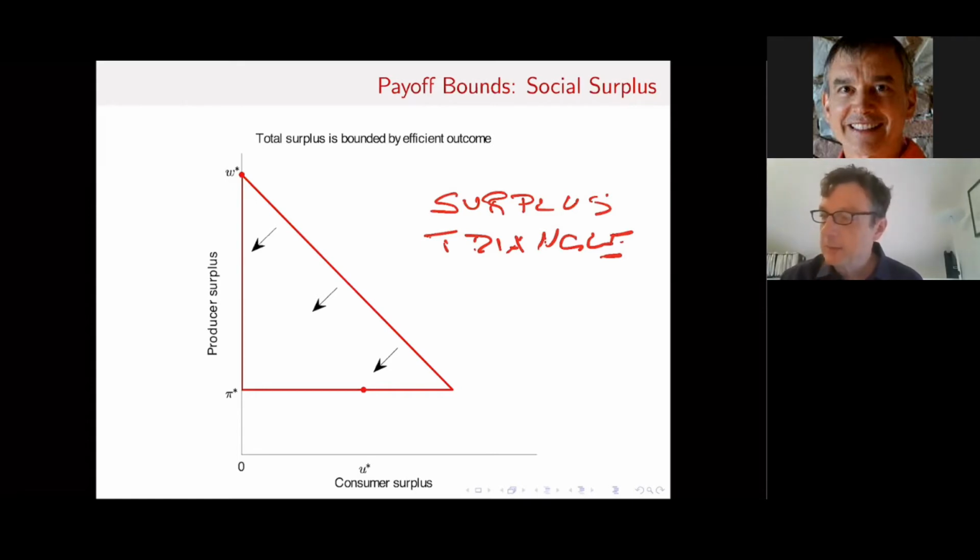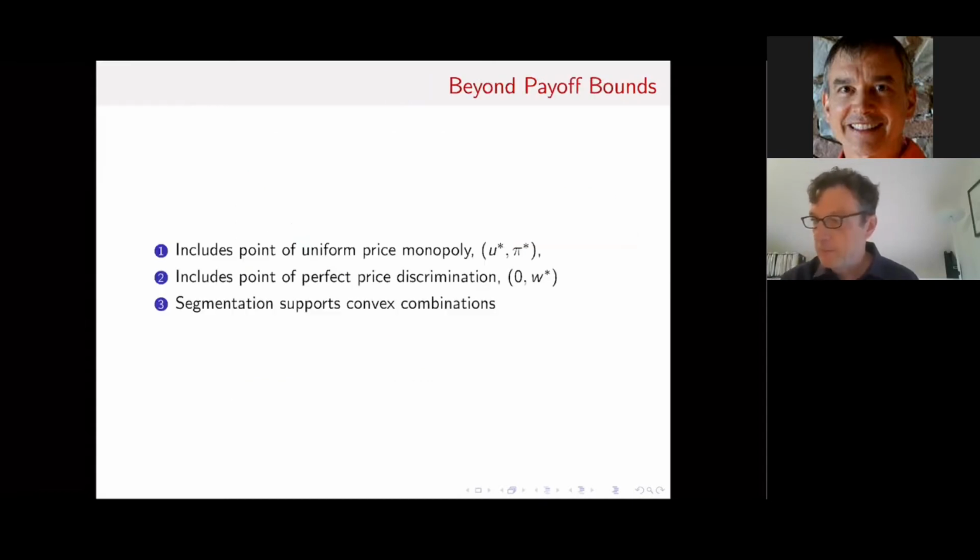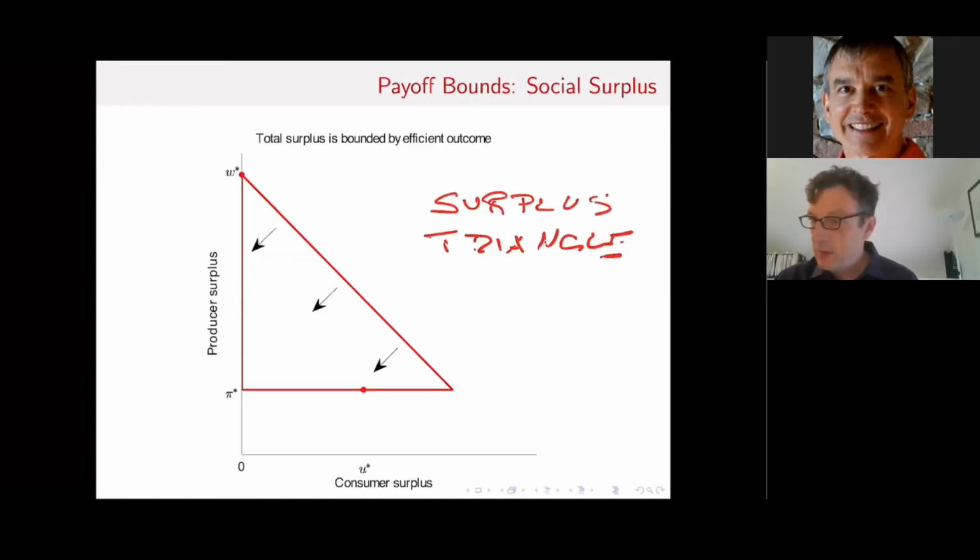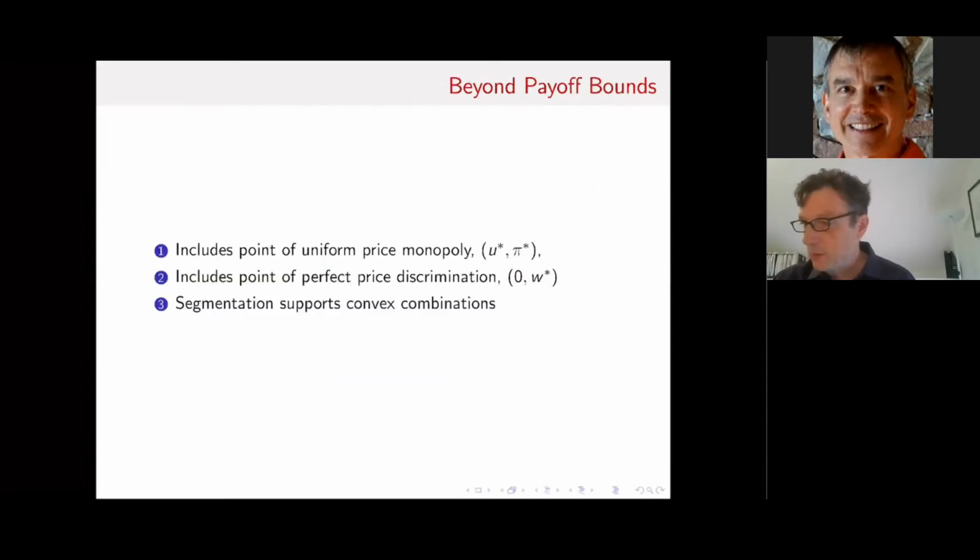And that surplus triangle is basically the set of all feasible pairs of consumer and producer surplus that satisfy the three bounds that I just gave you. You may remember that we have a point that includes perfect price discrimination, and a point that includes the uniform profit. And of course, many other possibilities seem feasible.